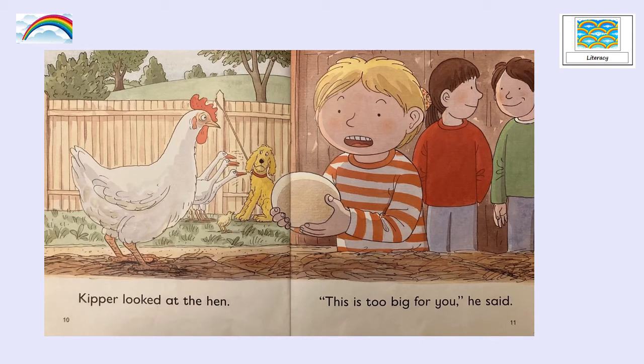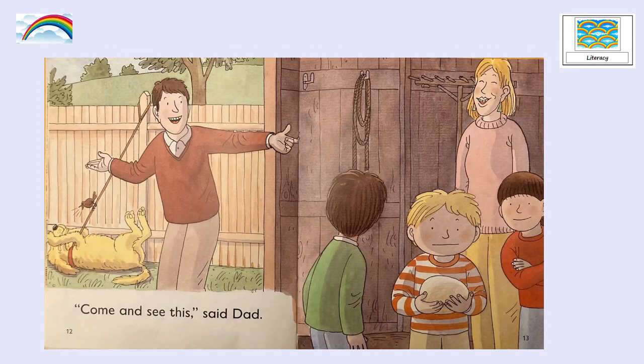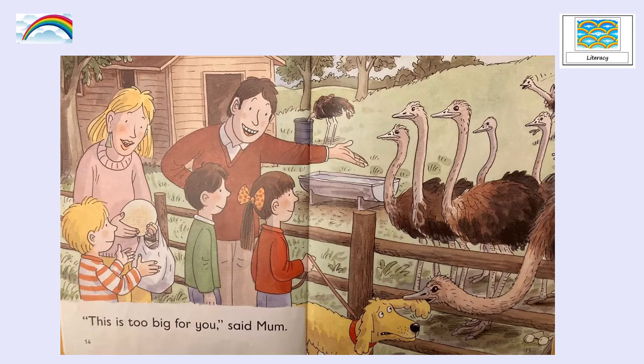Kipper looked at the hen. "This is too big for you," he said. "Come and see this," said Dad. "This is too big for you," said Mum.